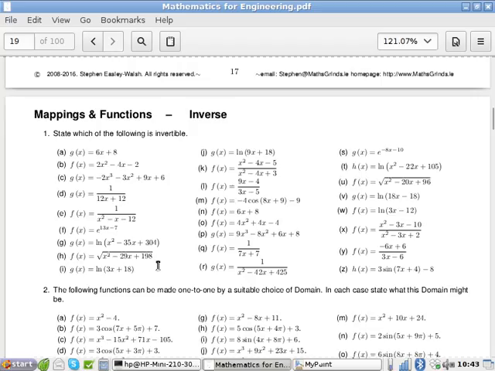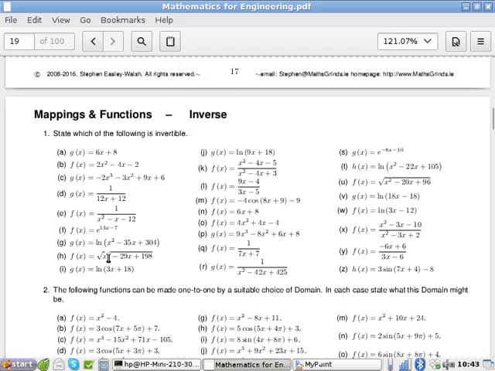How did you know it? You looked at inside the log. It's helpful if you have a log and a linear. But this one, a square root and a square, don't know. So a couple of these aren't clear. We'll have to examine them more closely.